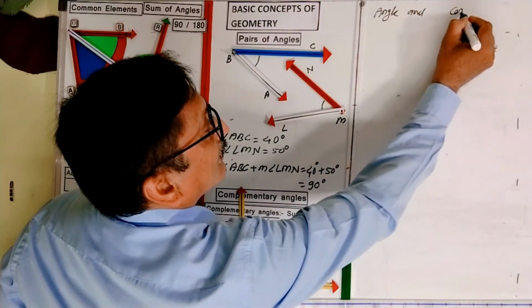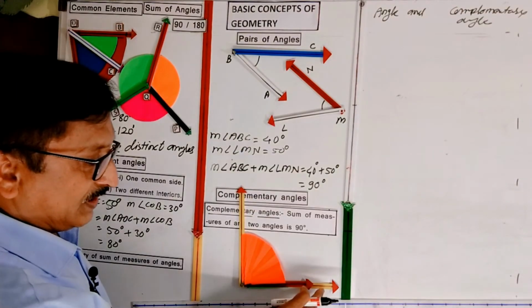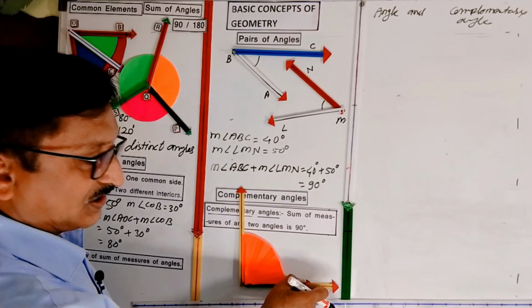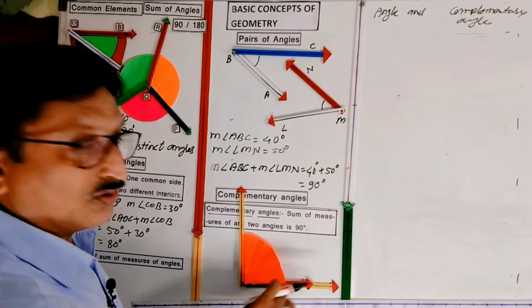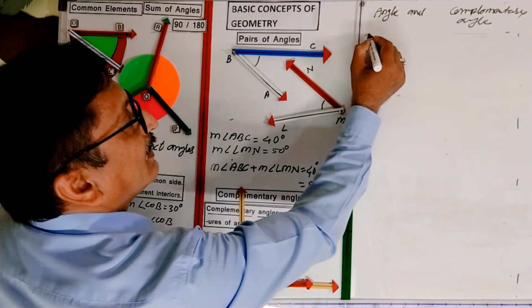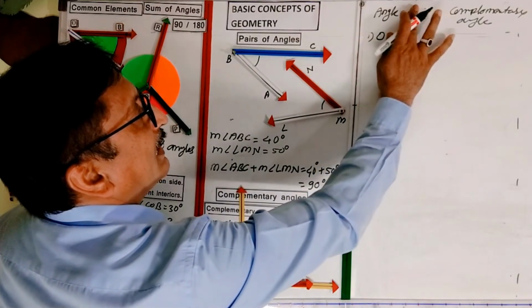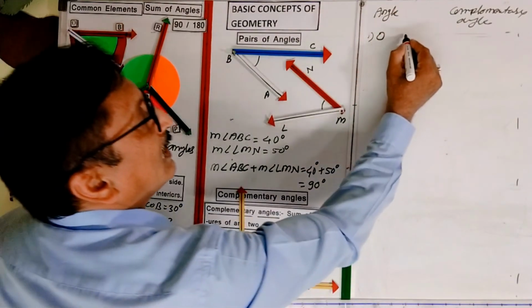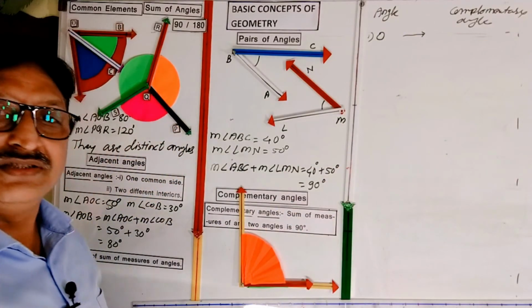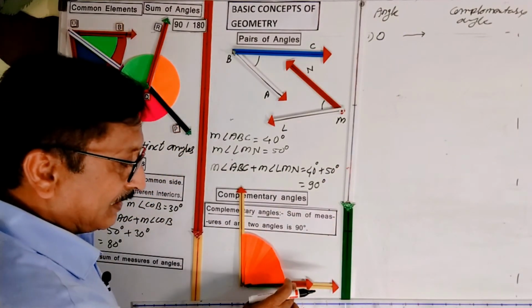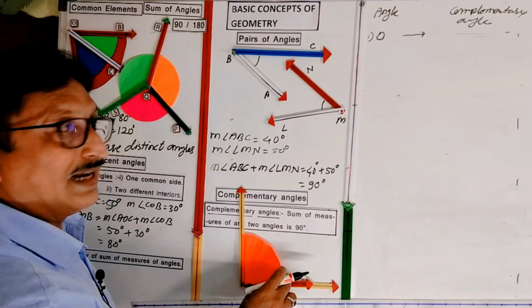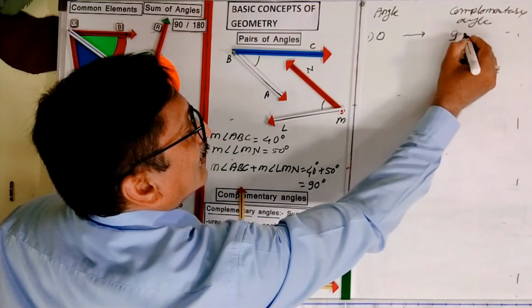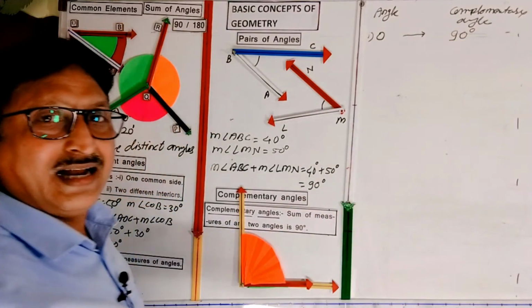Let us write here angle and complementary angle. Now see, these two rays are in the same direction and they overlap. Therefore, the angle made by these two rays is 0. Suppose I write here number 1, the given angle is here 0. Then what will be the complementary angle of this 0? See, this is the 0 angle and the remaining part of this angle is 90 degrees. Therefore, you can write here the complementary angle is 90 degrees.